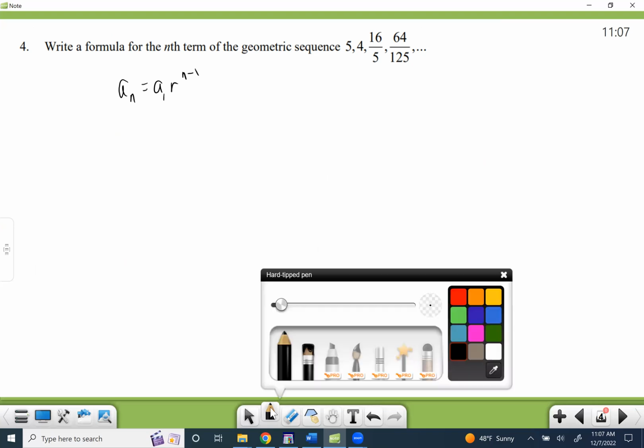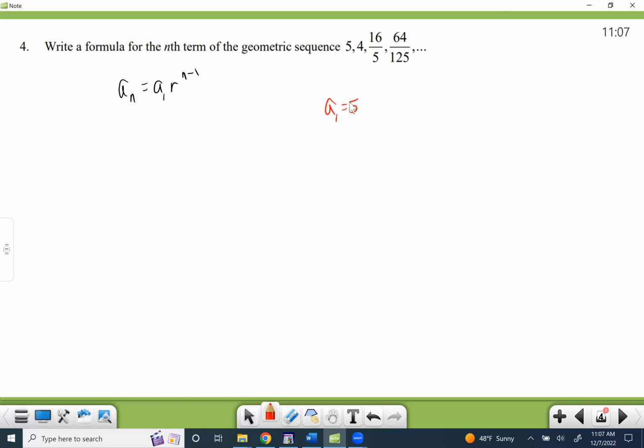Okay, so we've got to find all the things that we want. So we know the first term is 5. And it might be kind of hard to see what we're multiplying by to get from 5 to 4. So a couple things you could do to remedy that is maybe don't look at the first two terms. Maybe if I look from here to here, it'd be easier to see that to get from 4 to 16, I multiplied by 4. And then to get from 1 to 5, I multiplied by 5.